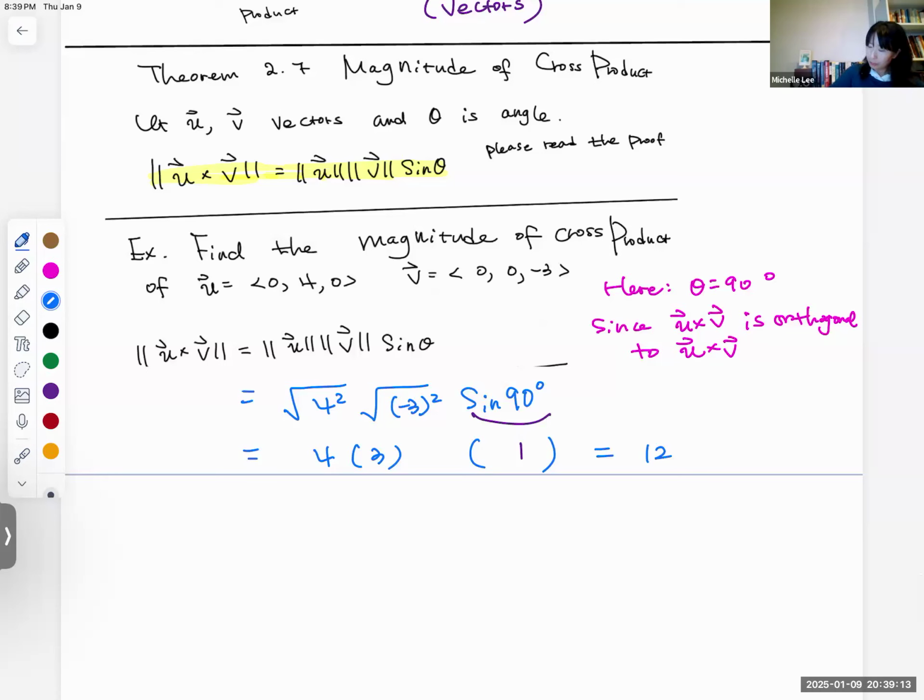Okay. So let me draw. This is Z, this is X, this is Y. 0, 4, 0. This is the vector U. And 0, 0, negative 3, right? So this is vector V.